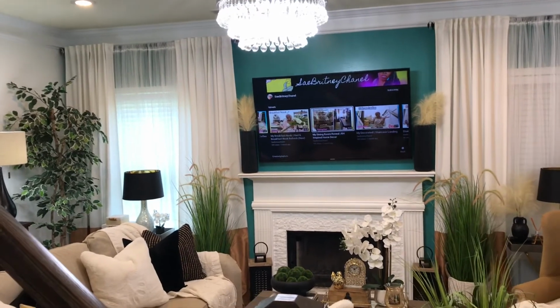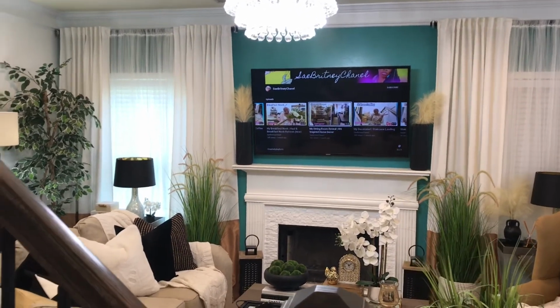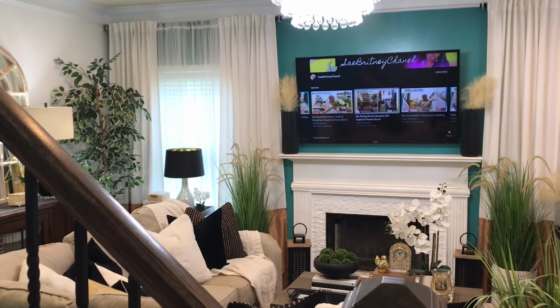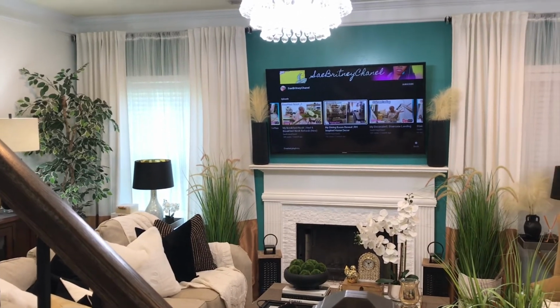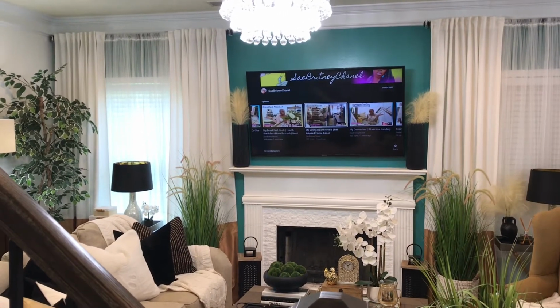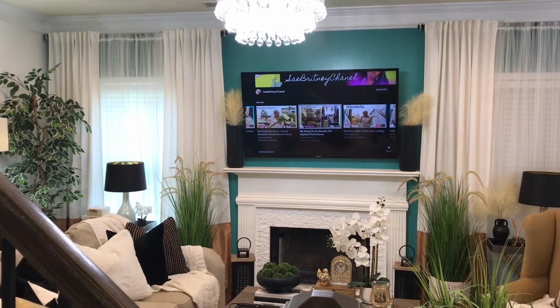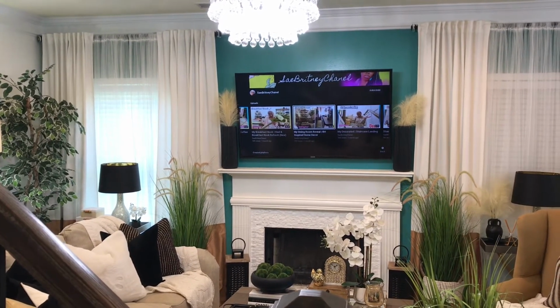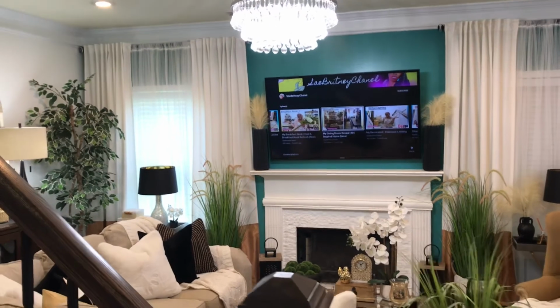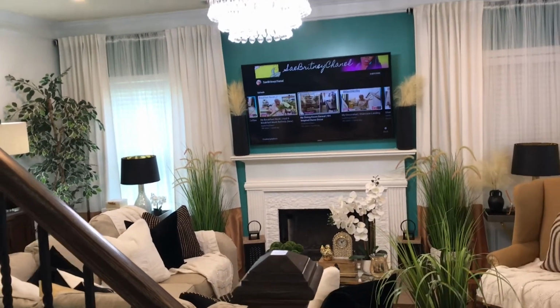So what I did here in choosing this focal wall is I looked at functionality also, because not only is it the first wall that you see in the dominant wall, this is the wall that I faced my sectional pointing to, so that when people are watching TV, they're focused on this wall.